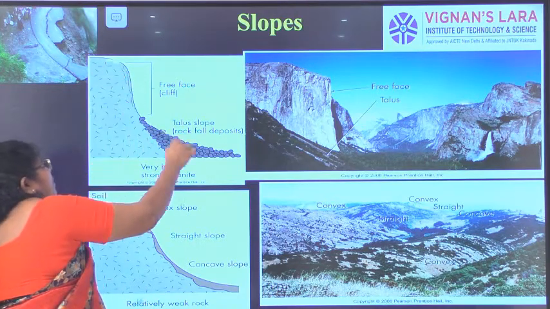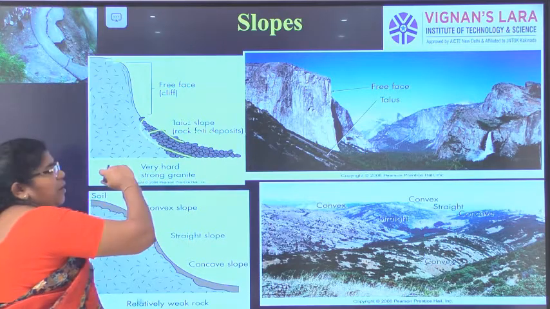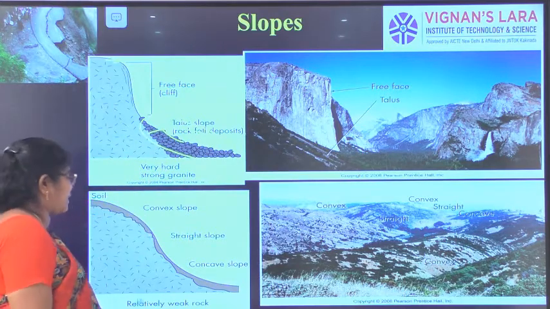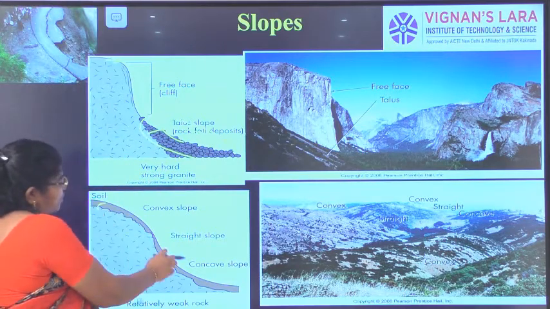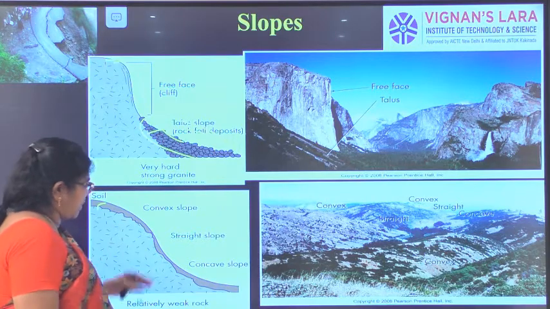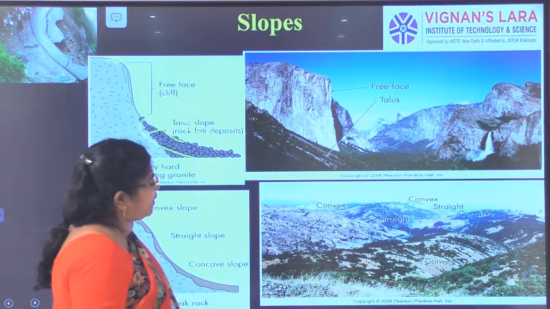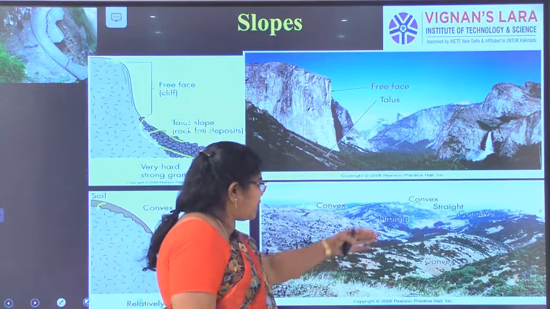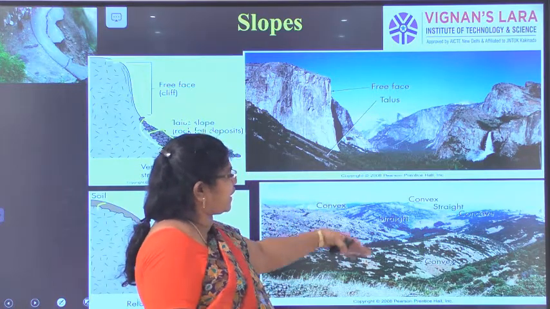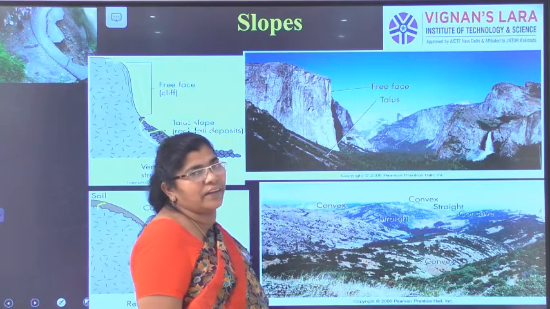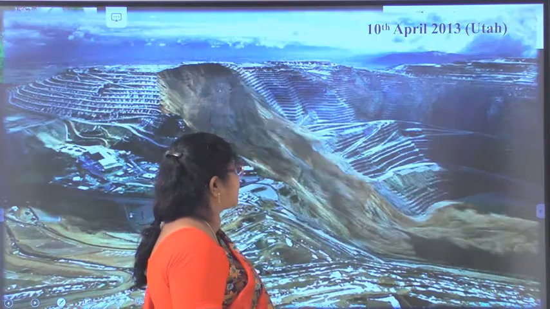From here it forms, and it forms the debris at the bottom. Debris at the bottom we call the talus. So there is a convex slope, a straight slope and a concave slope. This is the weaker rock layer. Here you can see, this is the main thing in hilly areas where landslides mostly happen.